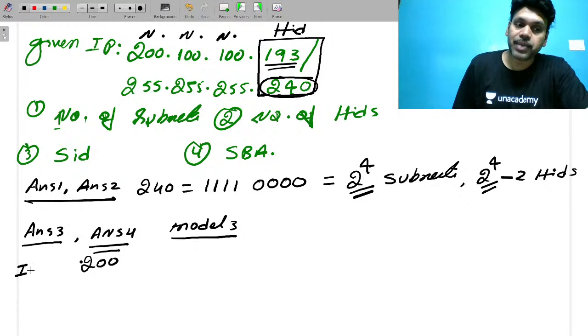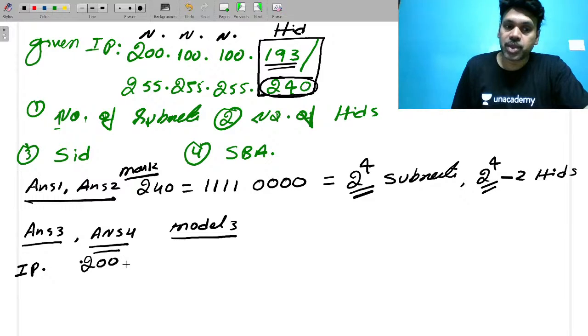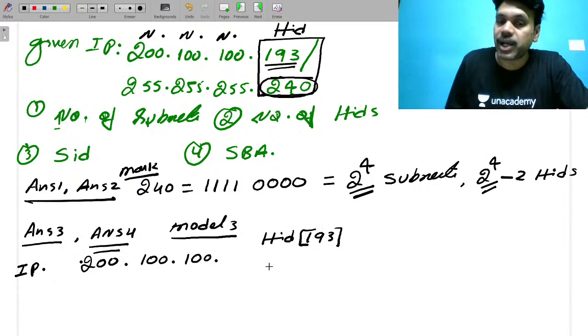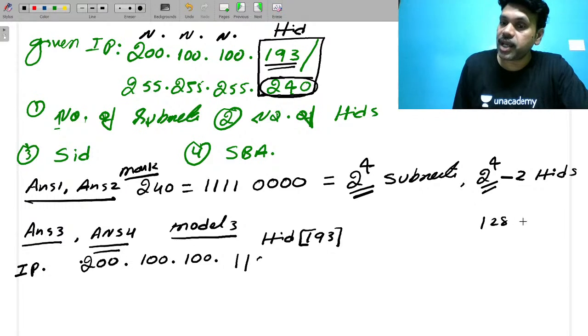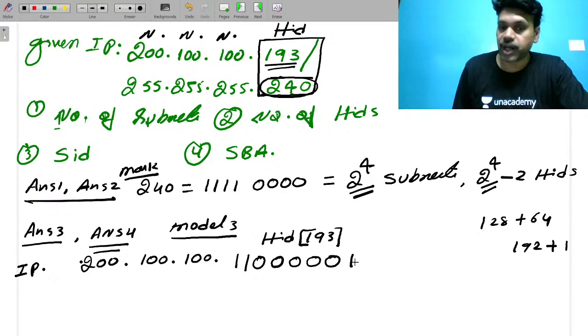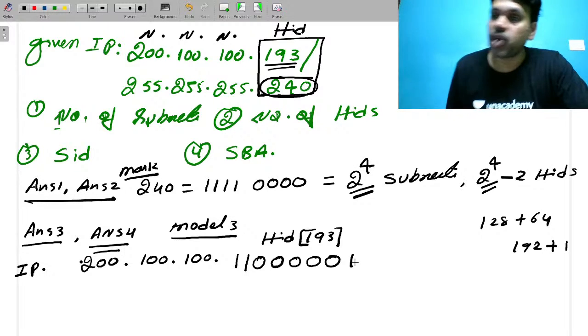200. Now I am writing the IP. Earlier I have written the mask. So 200 point, 100 point, 100 point. Now this is your HID. What is the value? 193 is the value. Write 193 into binary. What is 193 in binary? 128 is on. 64 is on. So 128 plus 64, it is 192. Still 1 is required. So 32, 16, 8, 4, 2, 1. That's it. This is the binary of your 193.